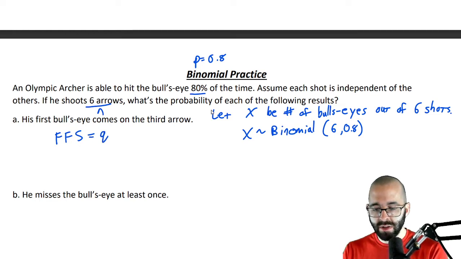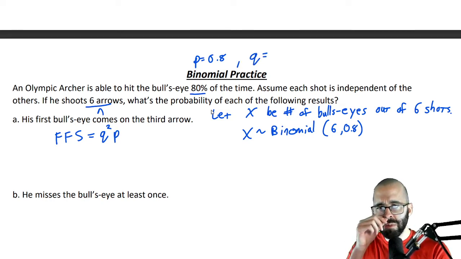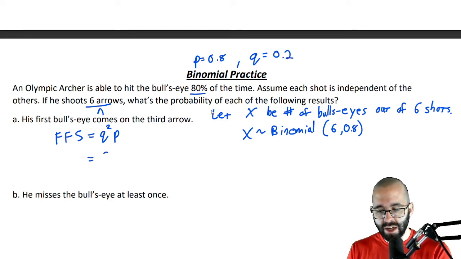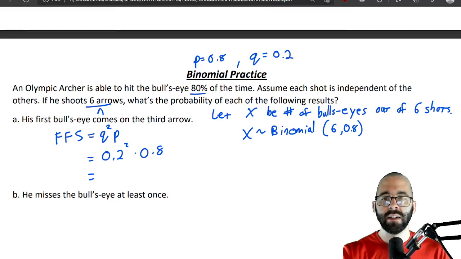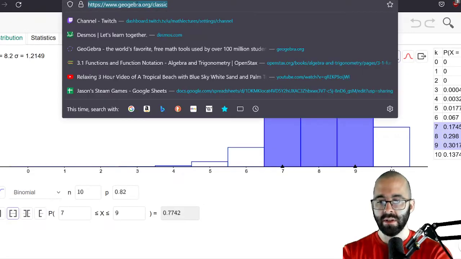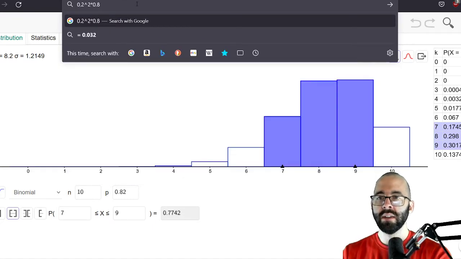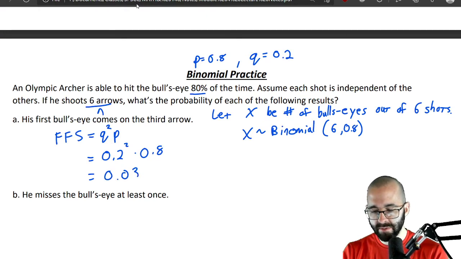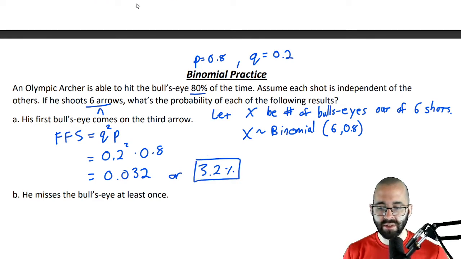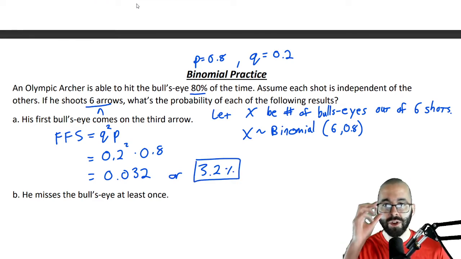That's going to be Q squared times P. There are 2 failures and 1 success. Well, if P is 80%, Q is 20%. You can just type that into a calculator, 0.2 squared times P, and calculate it all out. 0.2 squared times P is exactly 3.2%. So there's a 3.2% chance that he doesn't succeed until the 3rd shot.